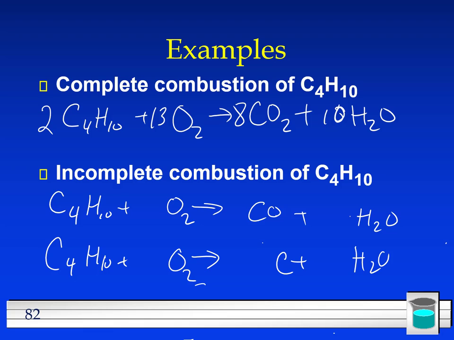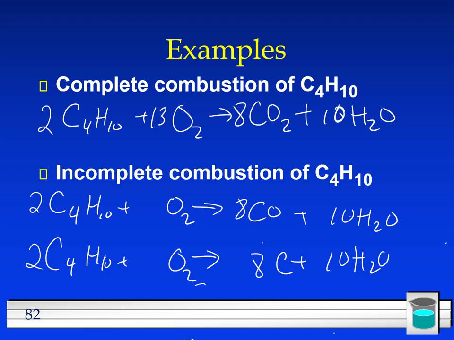Having balanced these lots of times, it turns out all of these need a 2. I've done it before. So from my experience, I know these are going to need twos. You probably get there eventually. Okay, so put a 2. Not a big deal. 2, 2. That gives me 8 carbon monoxides and 8 carbons. That gives me 20 hydrogens, so I can put a 10 in front of water.